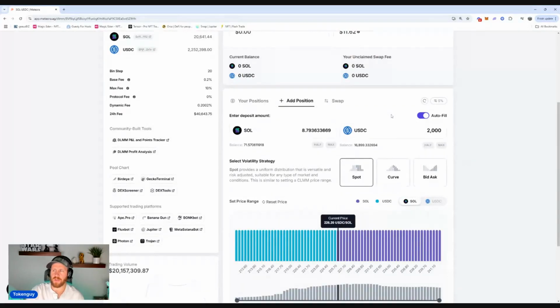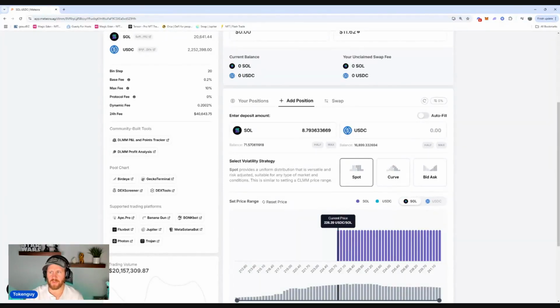Another aspect, though, is doing one-sided pools. This is important because you can do this in a few different ways. Let's say instead we don't autofill. I could come here and set up a SOL pool. This is SOL USDC, so in this instance, SOL is on the top side here. You can see that I have 8.79 SOL in. Instead of having it on the USDC side, it's just on the upside.